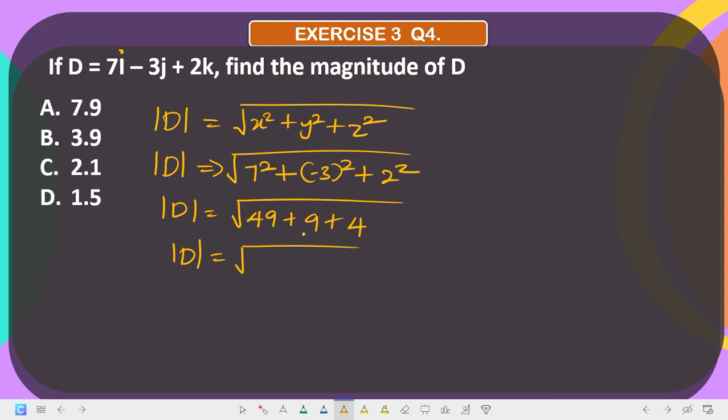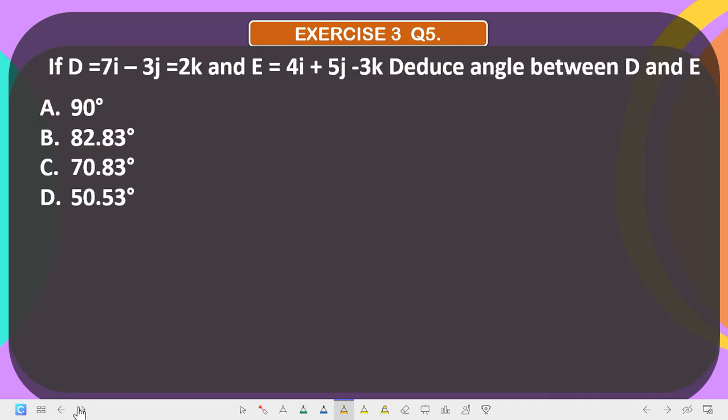The magnitude of D is equal to the square root of 49 plus 9 is 58, plus 4 is 62. So when you punch the square root of 62 in your calculator, it gives us 7.87, which is 7.9. So the correct answer to this question is 7.9.